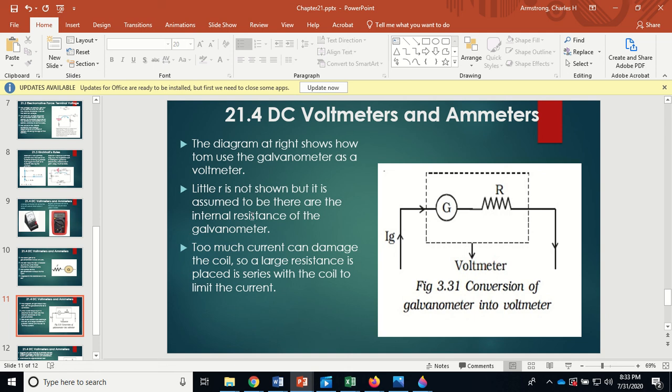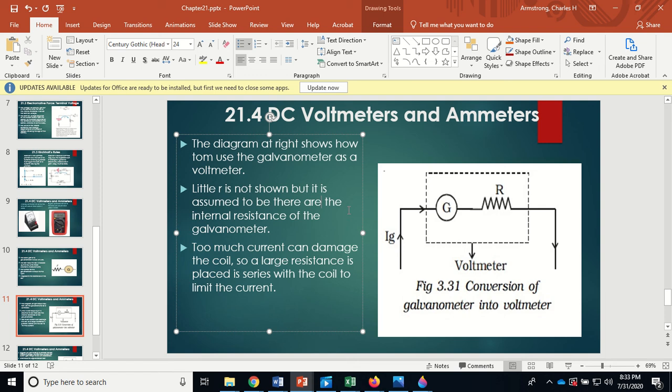Okay, little r is not shown. I'm tired. I just did this about an hour ago, or probably an hour and a half ago. Little r is not shown, but it is assumed to be there, as the internal resistance of the galvanometer.